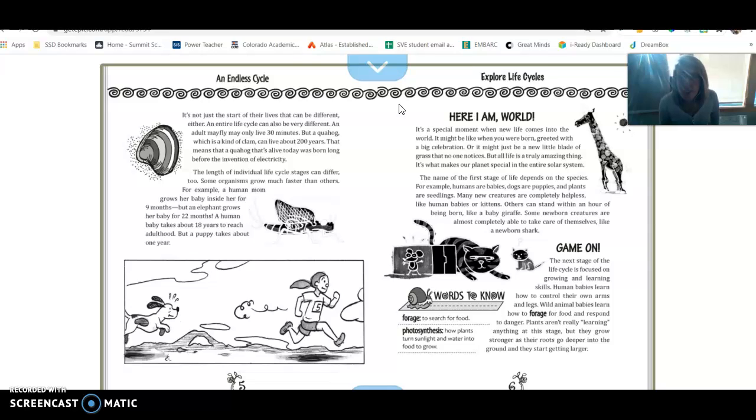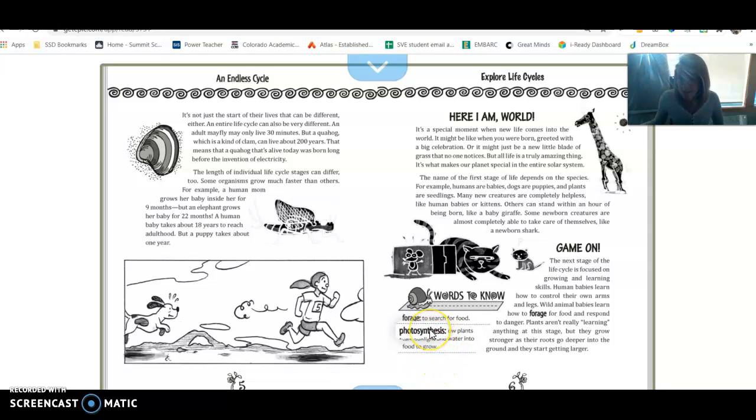The name of the first stage of life depends on the species. For example, humans are babies, dogs are puppies, and plants are seedlings. Many new creatures are completely helpless, like human babies or kittens. Others can stand within an hour of being born, like a baby giraffe. Some newborn creatures are almost completely able to take care of themselves, like a newborn shark. Game on! Before we read this, let's check out some words we might need to know. Forage is our first word, and that means to search for food.